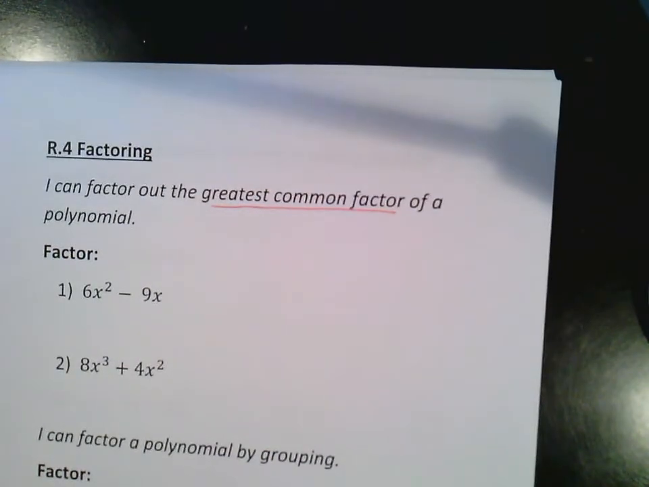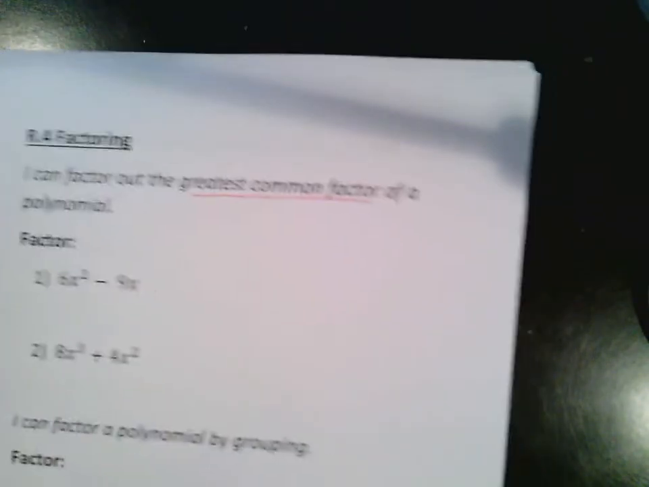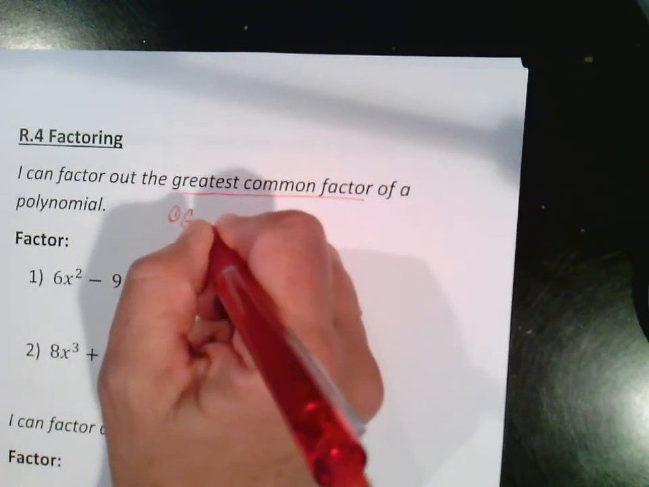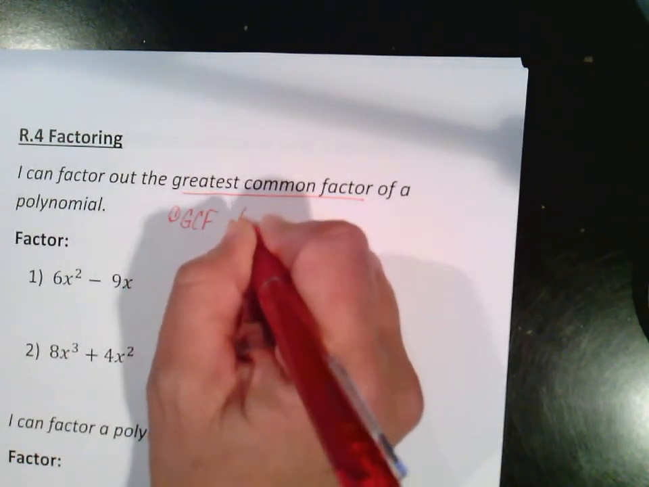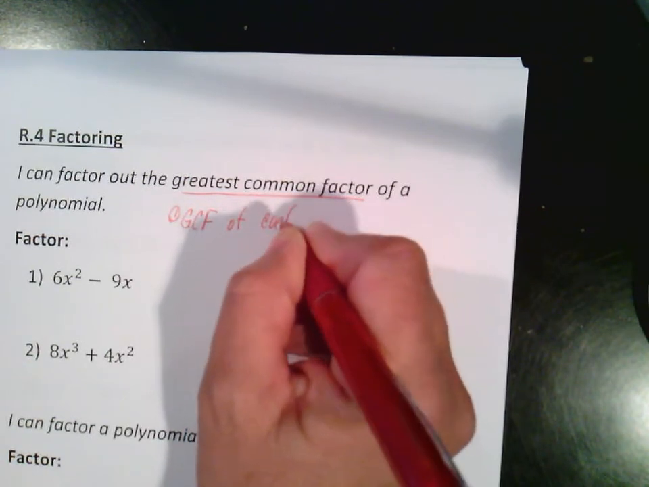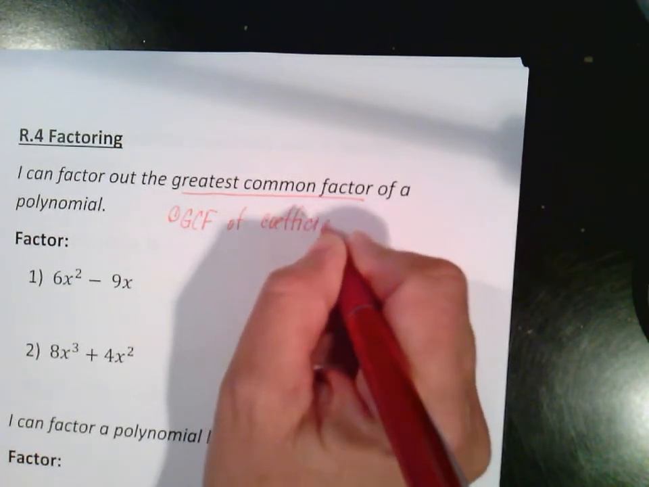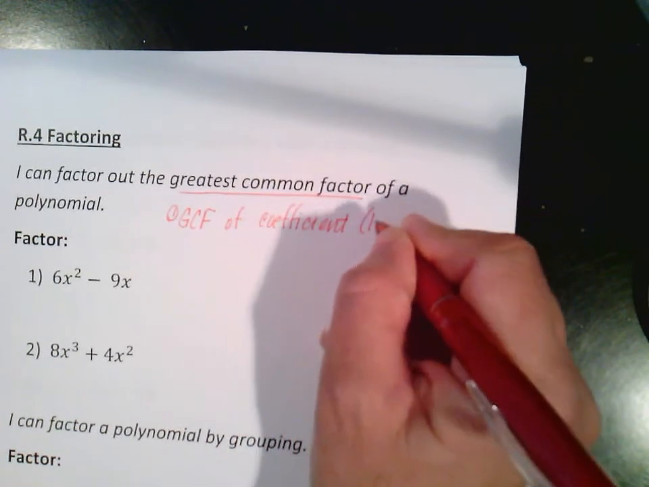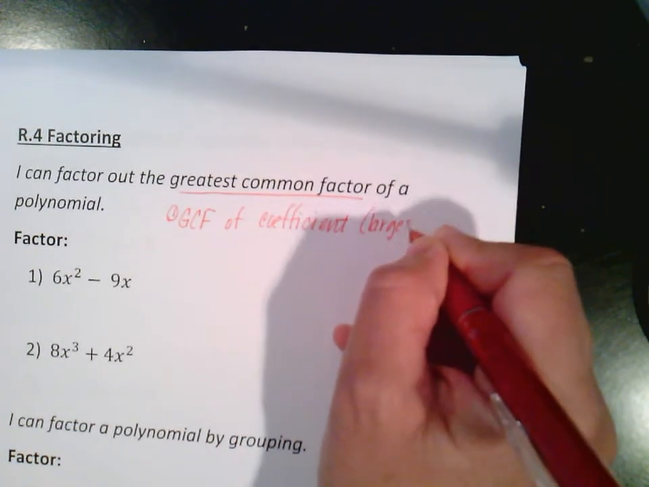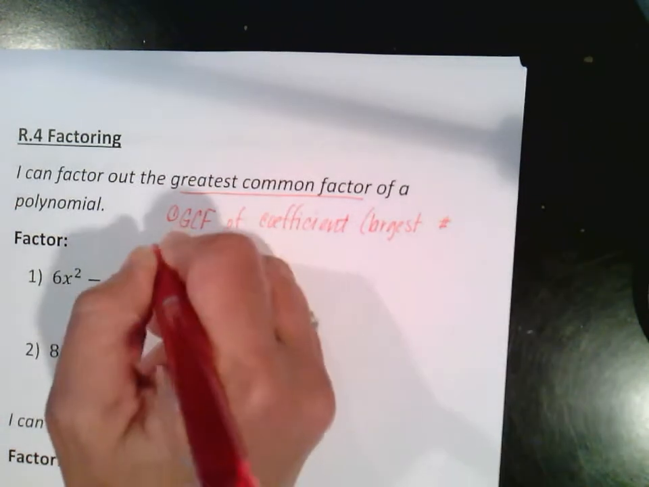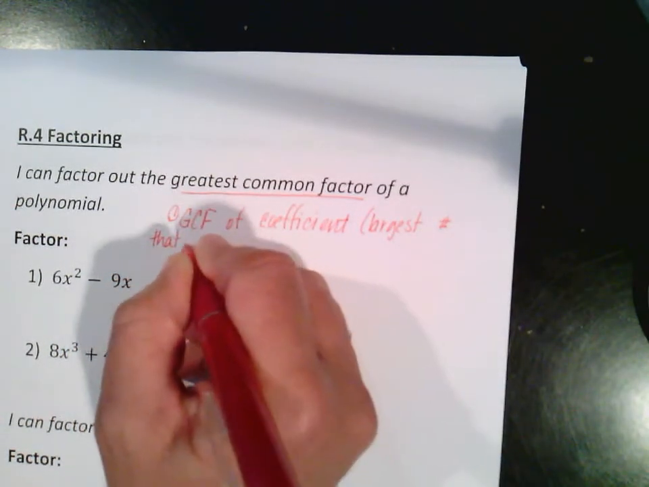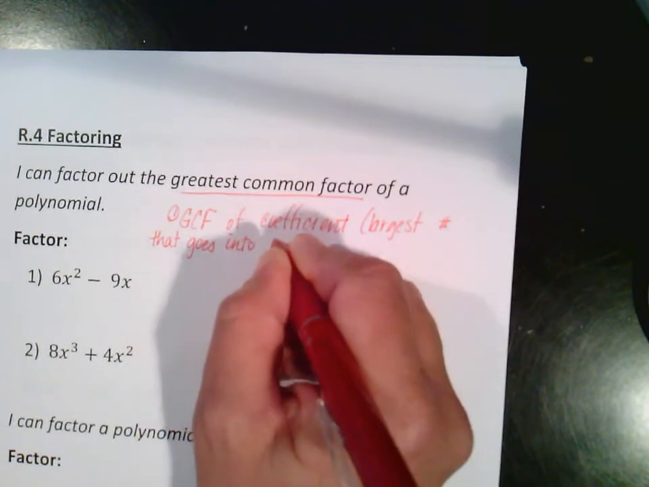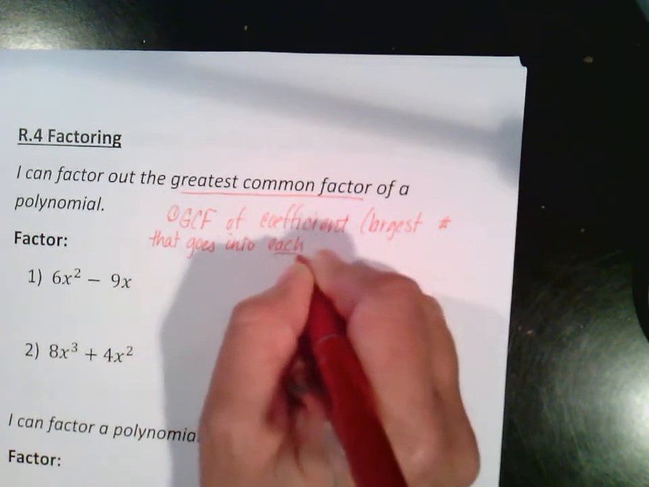And when you have a polynomial that we're factoring, first you look for the GCF, or the greatest common factor, of the coefficient. Remember, coefficients are the numbers in front of the variables. And what you want to remember is you want the largest number that goes into or divides into each coefficient.